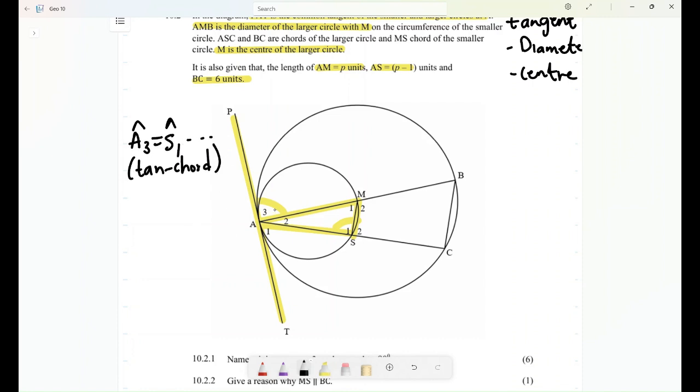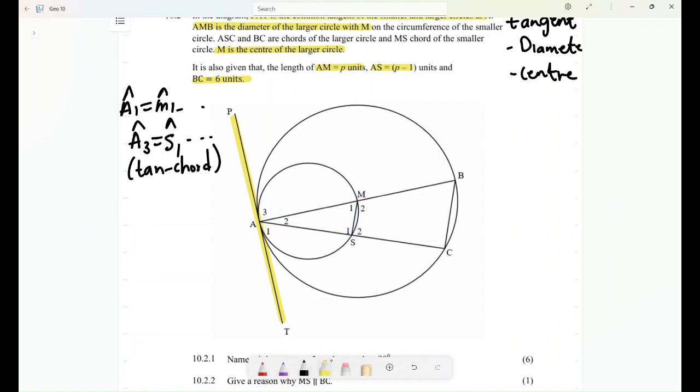Now, also angle A1 is equal to angle M1. Angle A1 is equal to angle M1 also with the same reasoning. I'm moving on.